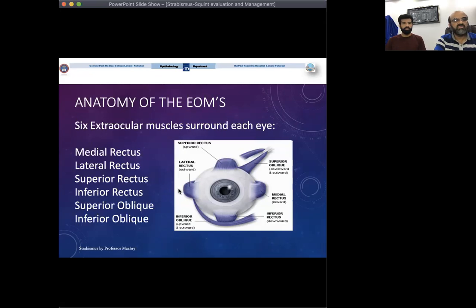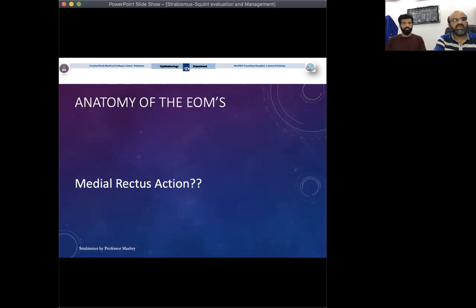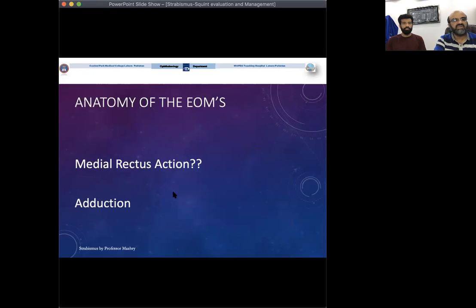These are the muscles we have already discussed. There are 6 extraocular muscles around the eye, in which 4 are inserted anterior to the equator, and 2 are inserted behind the equator. What are their actions? Medial rectus, the primary action is adduction. Lateral rectus, the primary action is abduction.